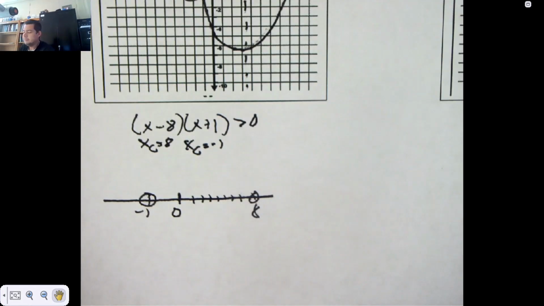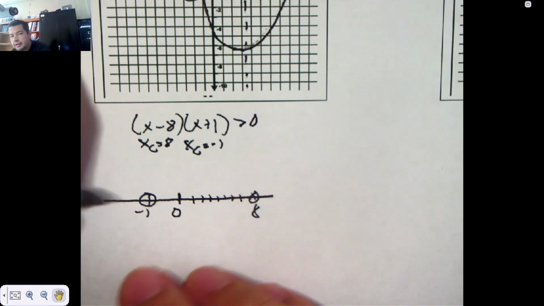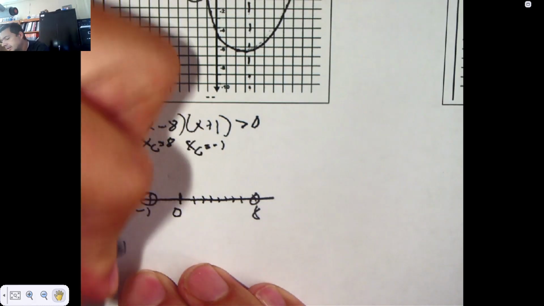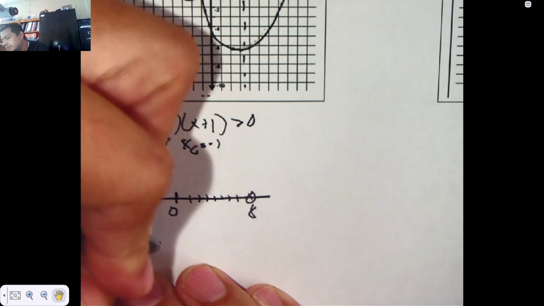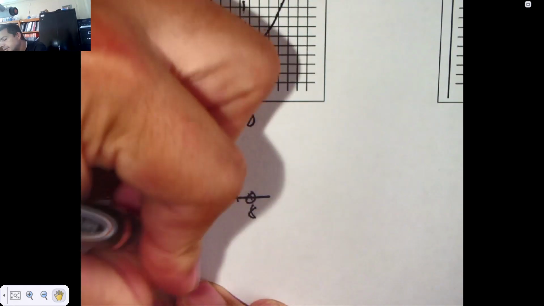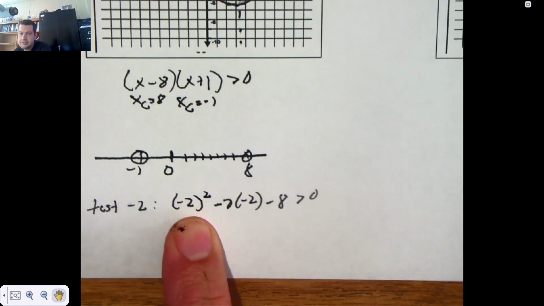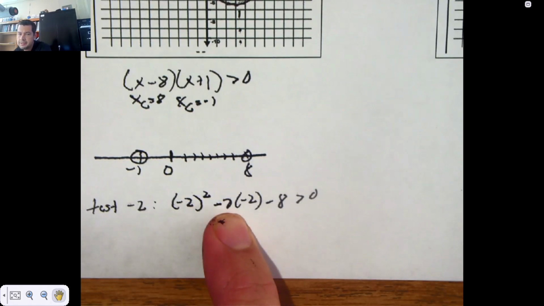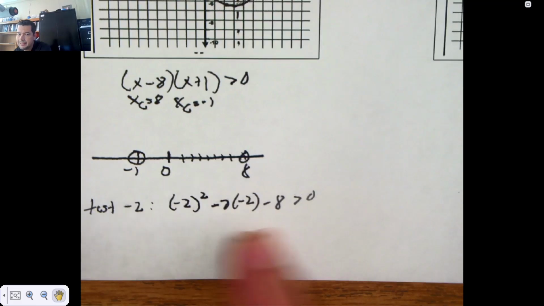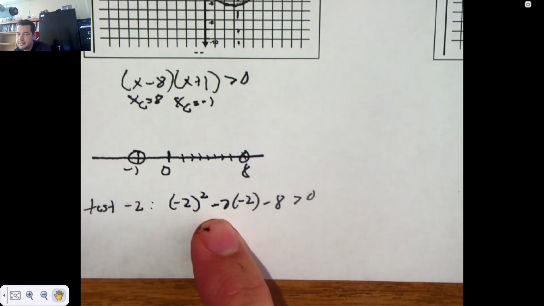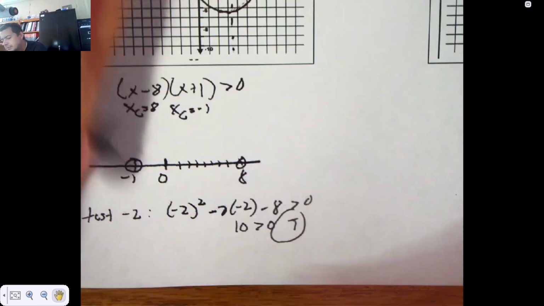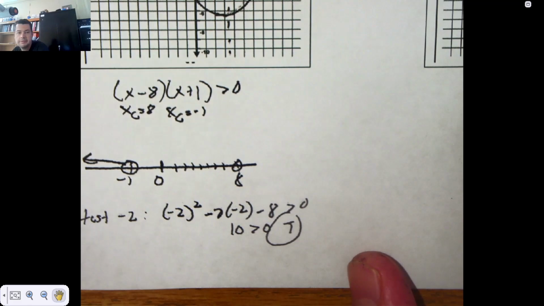That's what I do. So if I want to know if I can shade left, I'm going to test something left of -1. So I'm going to test a -2. I'm going to take my equation and plug a -2 into it. I know how kids feel about the multiple steps that we do. But if I crank out the math right here, this is 4 plus 14 minus 8. 4 plus 14 is 18. Take away 8, you get 10. And 10 is greater than 0. That's a true statement. I get to shade everything to the left of that.